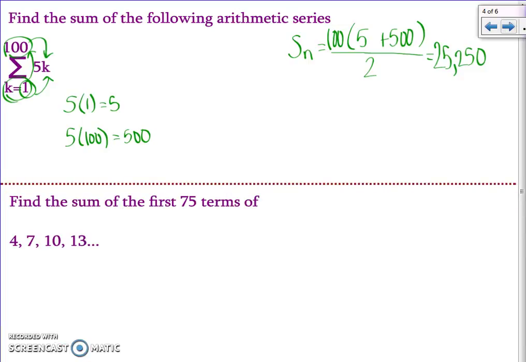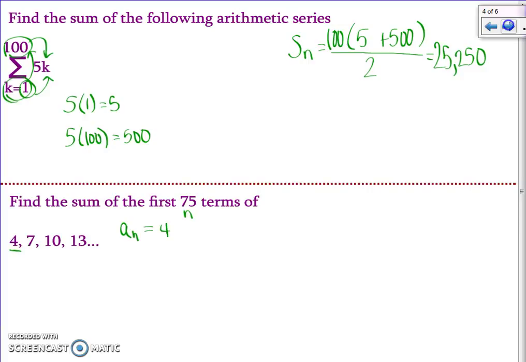Okay, this is another one where we don't have all of the information, so we're going to use the other formula to help us. So we know n, because there's 75 numbers. We know the first term is 4, but we don't know the last term. So we're going to find that. So an is our last term. I'm going to use the formula from yesterday.